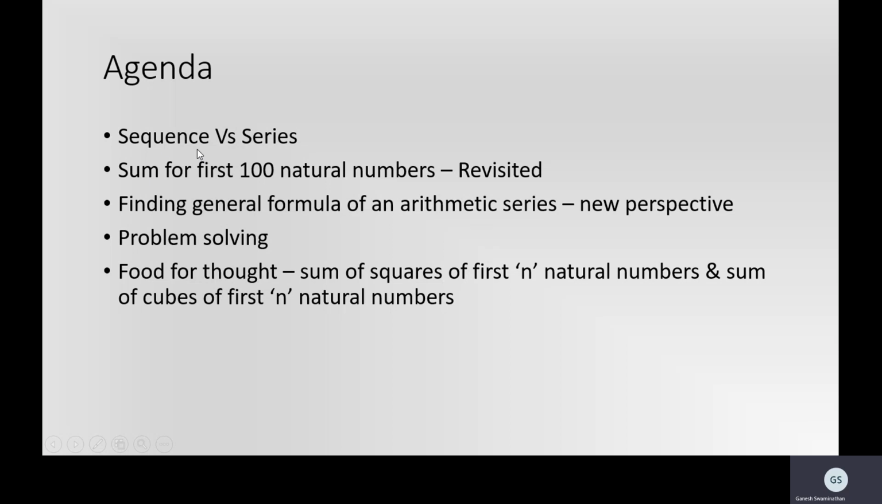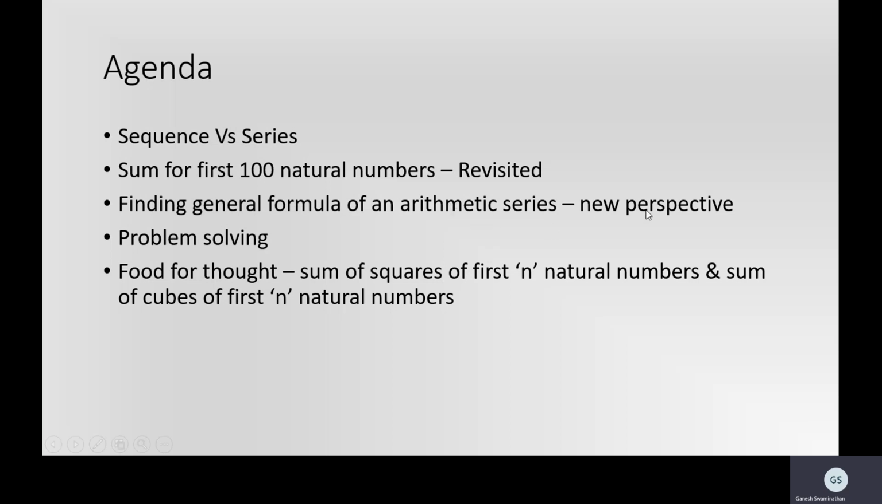First, we'll just introduce what a series is and how to understand what an arithmetic series is. And then we will revisit how Gauss calculated the sum of the first 100 natural numbers. At this juncture, I would like to reiterate that you should have watched the video posted in ManageBack. If not, please pause this, go back and watch the video, and then come back to this video.